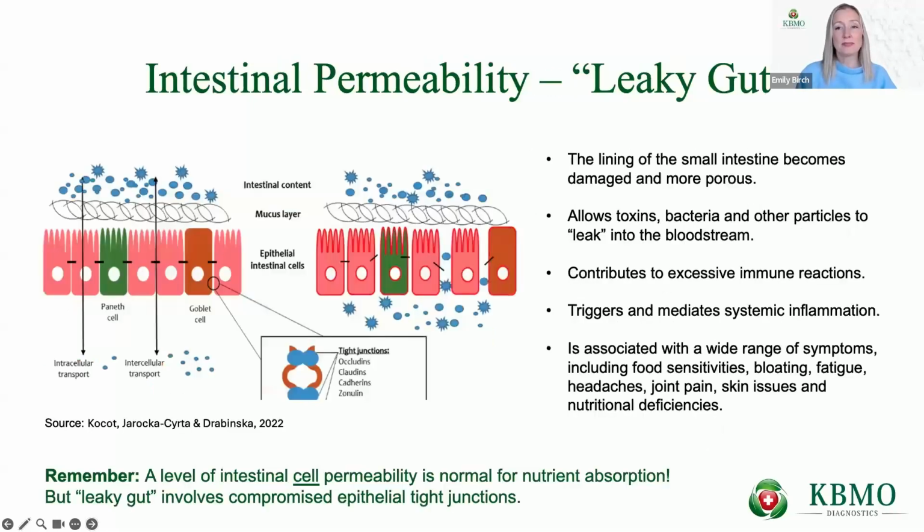So what happens then when it becomes permeable, when it becomes leaky? Well, this is a really great visual of what leaky gut means, what intestinal permeability means. Essentially it's where the lining of the small intestine becomes damaged and more porous. This allows the toxins, bacteria, and other particles to leak, hence leaky gut, into the bloodstream, which contributes to excessive immune reactions, and it triggers and mediates systemic inflammation, not good news.